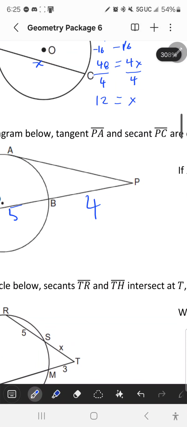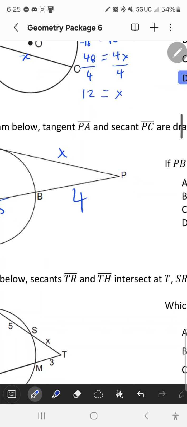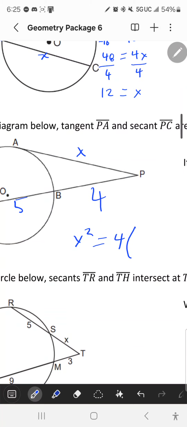Okay, so then, as I say, I'm going to call this x. We have the tangent line, which is the one that does not intersect the circle, squared, so it will be x squared equal the little line, which is 4, multiplied by the whole thing, which is going to be 4 plus 5, which is just 9.